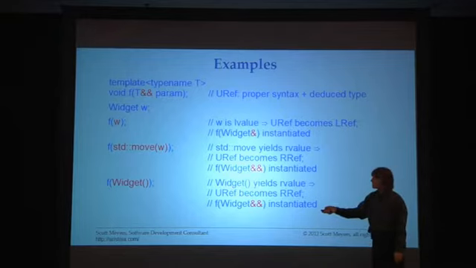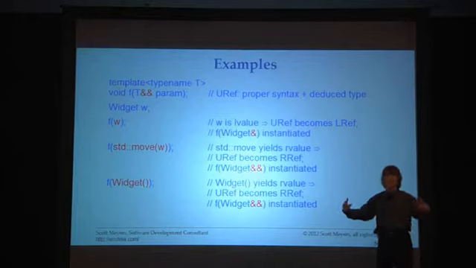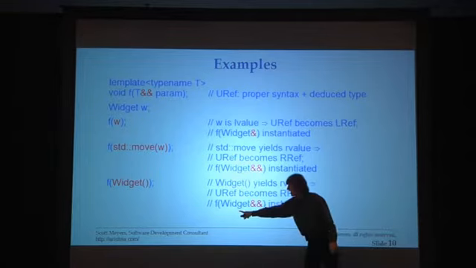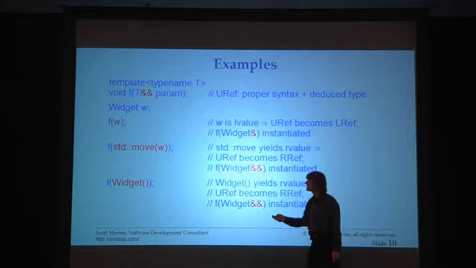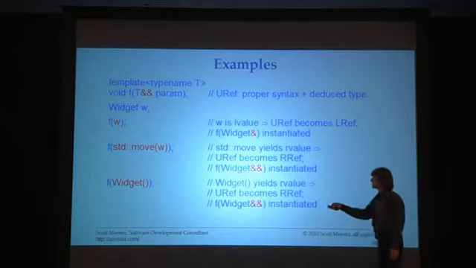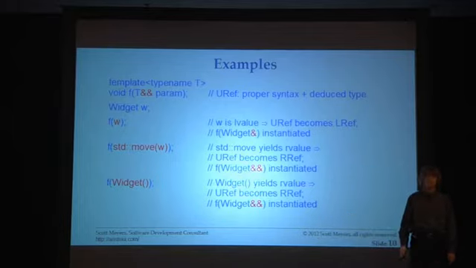If I call f of Widget(), here I am default constructing a widget that is an unnamed temporary object. It is an R-value. Because it is an R-value, this will again instantiate f of widget&& because this universal reference is being initialized with an R-value, and therefore it becomes an R-value reference.